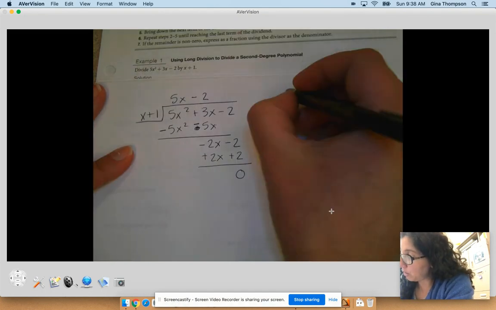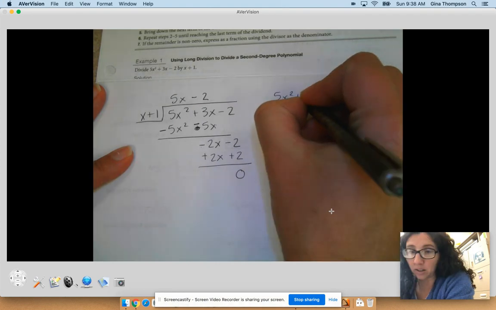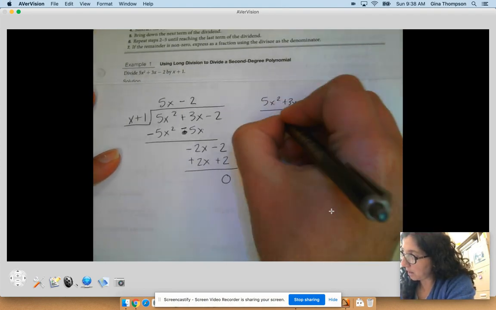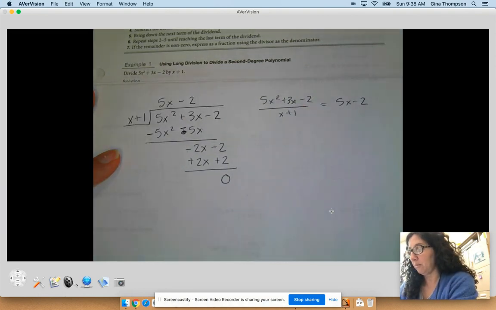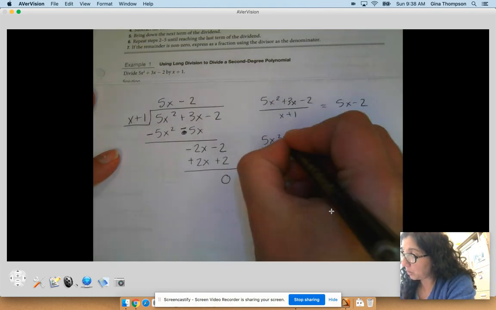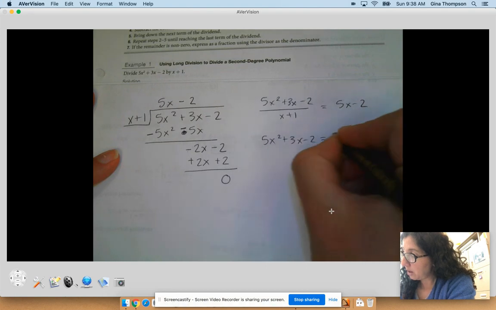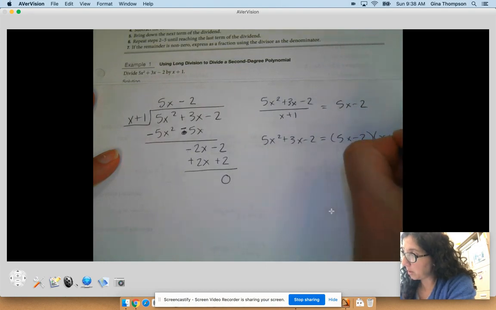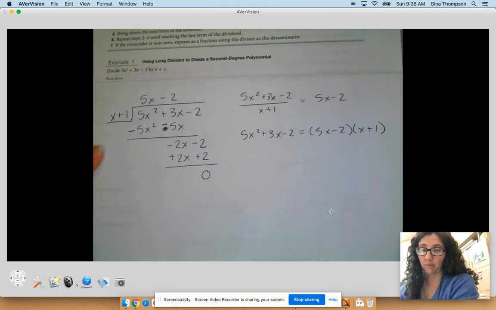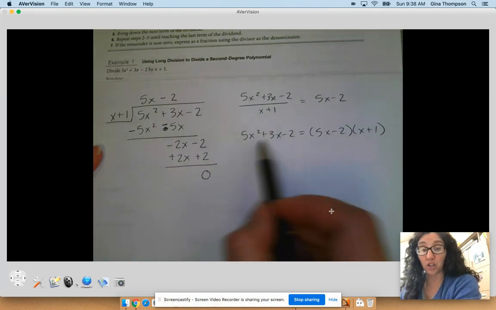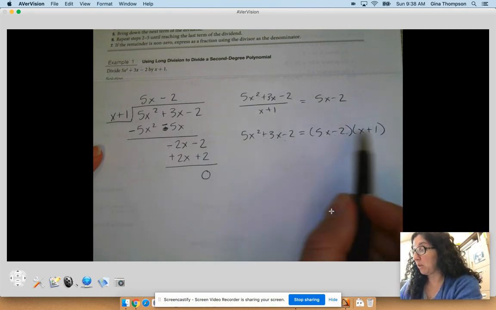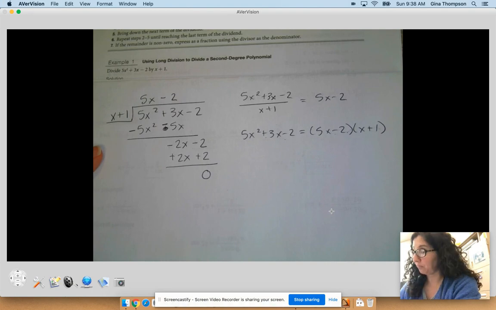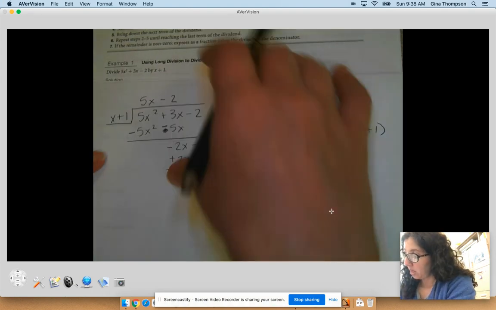So how can I write this? I could write 5x squared plus 3x minus 2 divided by x plus 1 equals 5x minus 2. Another way I could write this is 5x squared plus 3x minus 2 equals 5x minus 2 times x plus 1. Really, I've divided one of the factors into this polynomial and gotten the other factor, right? So if I multiply those two factors together, I'll get that polynomial. Okay, that worked out nicely.